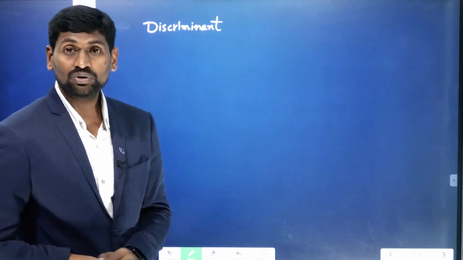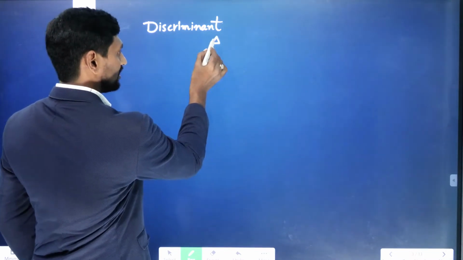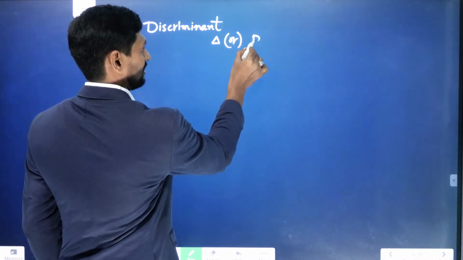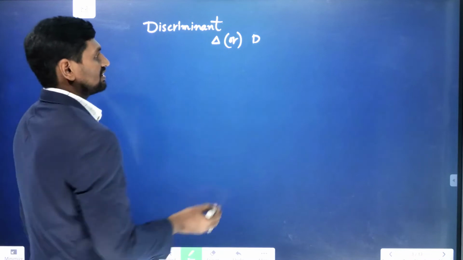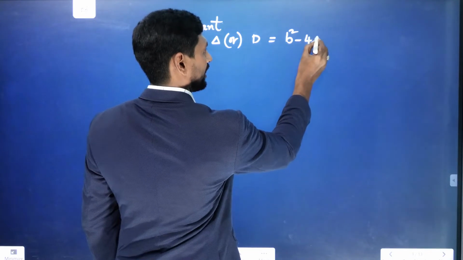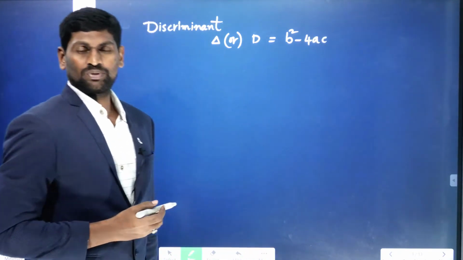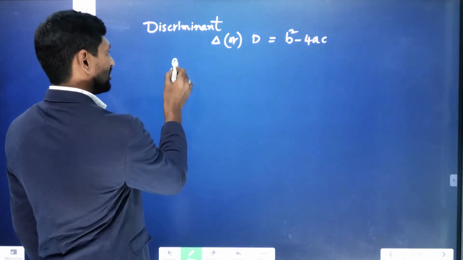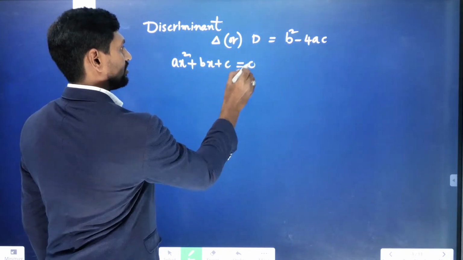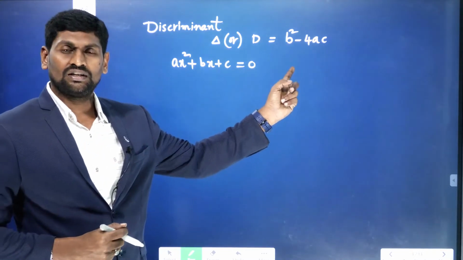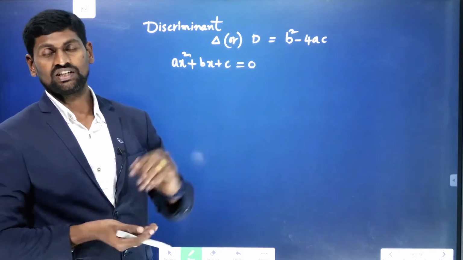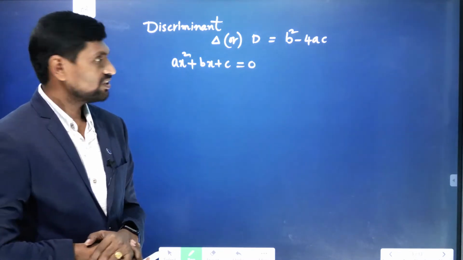This discriminant we have to represent with the letter delta. It looks like a triangle, or capital D. So the discriminant is b square minus 4ac. This condition we are taking from the general form ax square plus bx plus c equal to 0. Here b means the x coefficient, a means the x square coefficient, and c is the constant term. Okay?